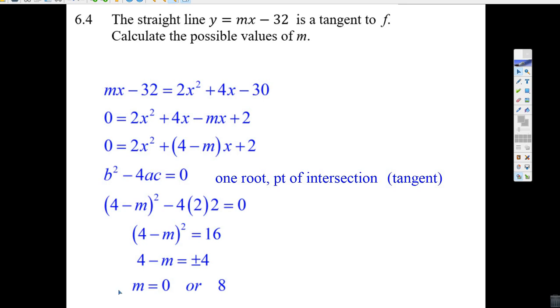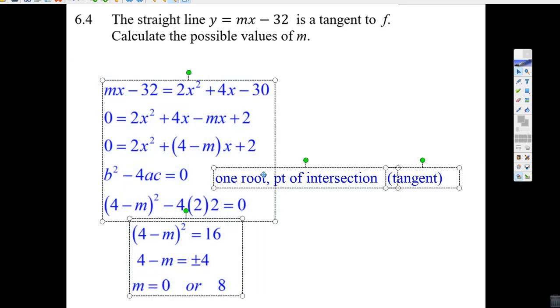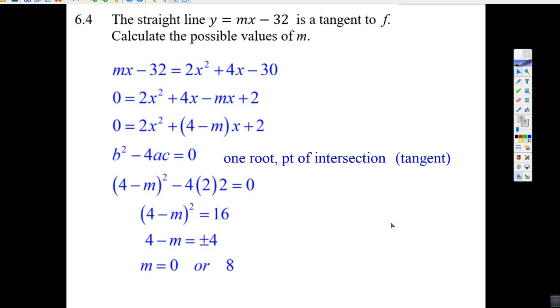Okay, here's a question that most people probably found really tricky, or at least pretty difficult, because there's a lot of things you've got to think about to get started. A straight line is tangent to this parabola f. Calculate all the possibilities for m.